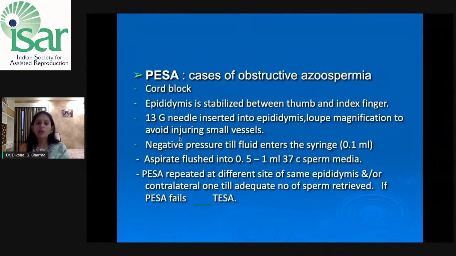So what we do in a PESA, which is used in cases of obstructive azoospermia: the epididymis is stabilized between the thumb and index finger. We can use a loupe to magnify, and we use a 13G needle inserted into the epididymis. Negative pressure is applied with a syringe attached to the needle till the fluid enters the syringe. The aspirate is then flushed into sperm media. The PESA can be repeated at different sites of the same epididymis or the collateral one. If we haven't got any sperm, then we can try the other epididymis. If PESA fails, then the next step is to go for a testicular sperm sample.